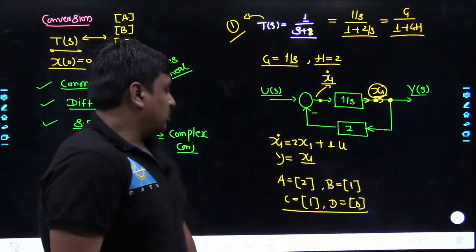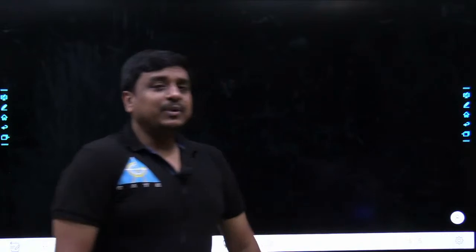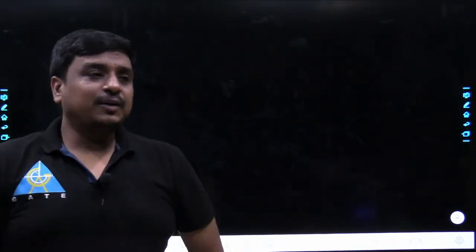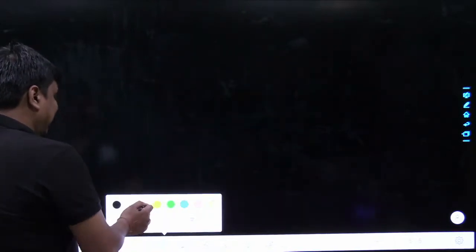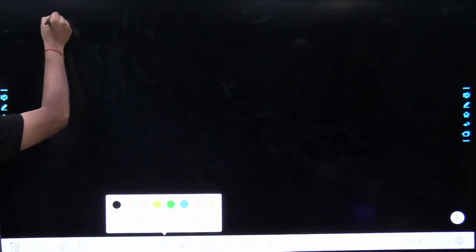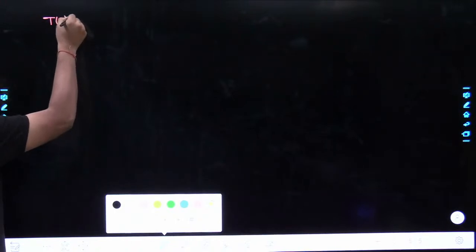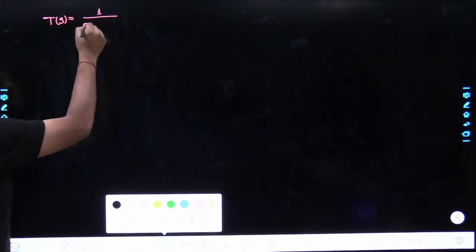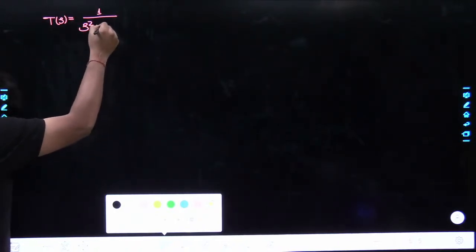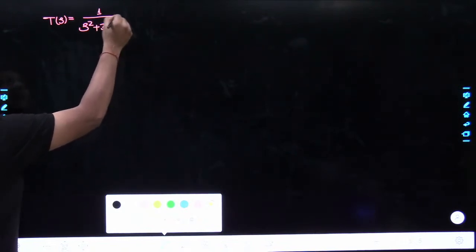Now I would go into the next slide and take the next problem. See, the number of poles we had earlier was only 1. So let me increase the number of poles a transfer function carries. I have taken an example of a different system, T of s equals 1 upon s square plus 3s plus 2.